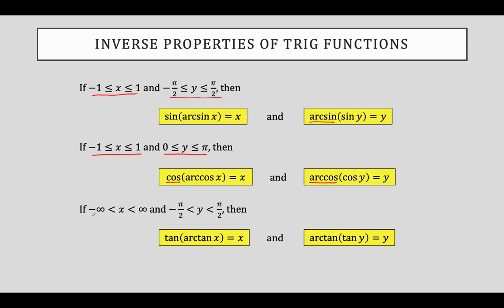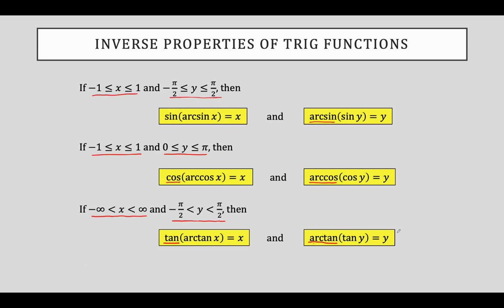Key things. X, well, this applies to all real numbers, because my outputs, the range of my tangent function, if I'm evaluating the tangent of something, I can get out any real number. X is between negative infinity and infinity. Y must be between negative pi over 2 and positive pi over 2, because the range of my inverse tangent function is only values between negative pi over 2 and pi over 2. I only get outputs between those two numbers.